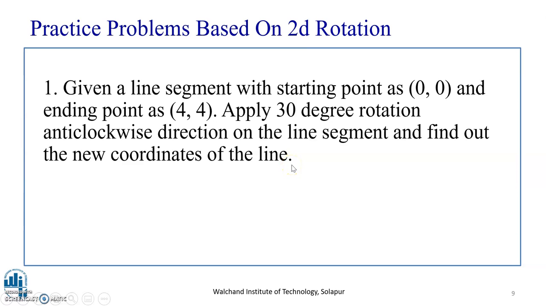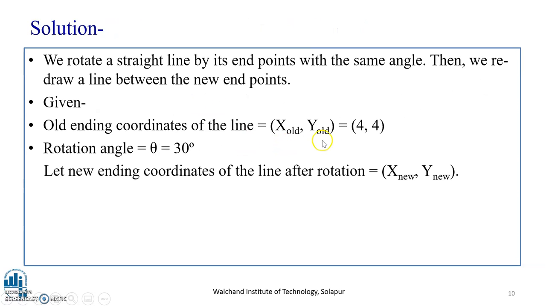I hope the problem statement is crystal clear to you. Now, how do we do this? We do this by applying the given matrix that we have seen. So, the solution here is we rotate a straight line by its endpoints with the same angle. Then we redraw a line between the new endpoints.